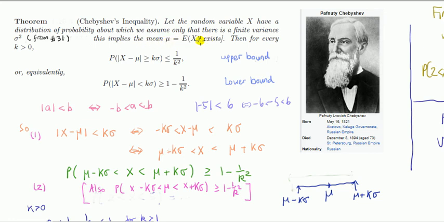Now, if you've done some course in math stats, you might not see this condition written in because you don't need it, right? Well, I say you don't need it because it's implied by, as soon as you say it's got a finite variance, it follows automatically it must also have a finite mean.